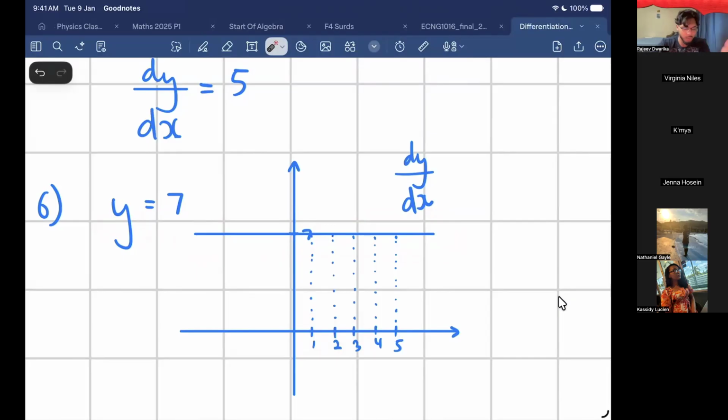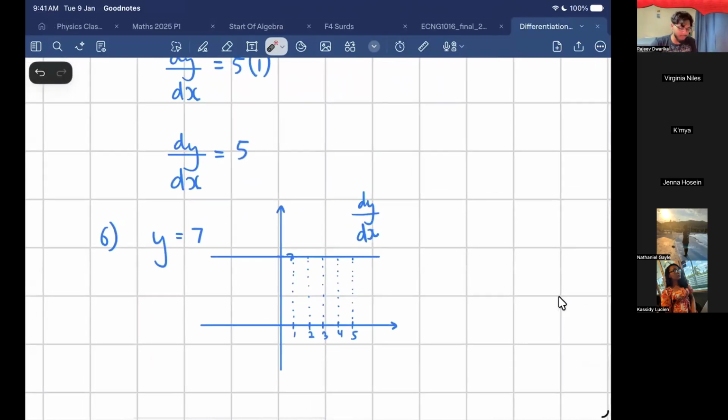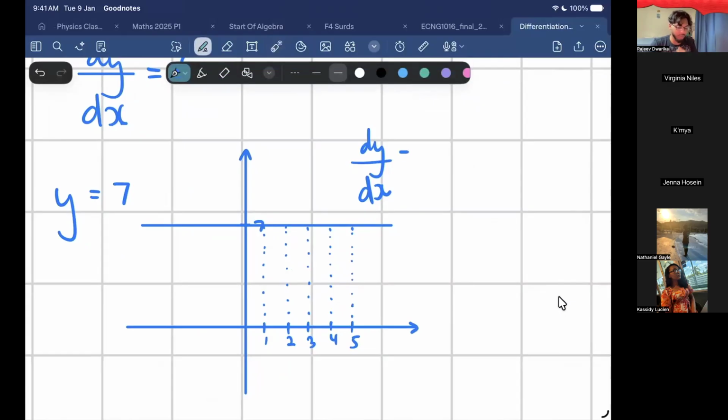No. What dy dx also means, it tells us the rate at which y is changing with respect to x. So when you look at this example, is y changing with respect to x? No. So then the rate of change would be what? Since it's not changing, what number would I put to say it's not changing? 0. Yes. Do you all understand that? Please tell me if you understand it. Yes, sir.